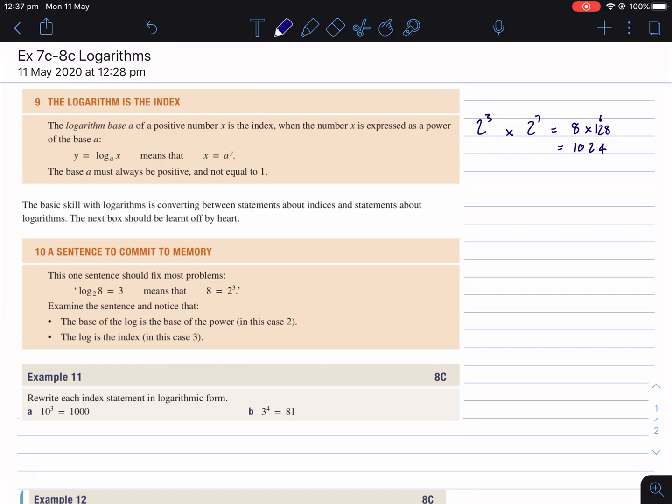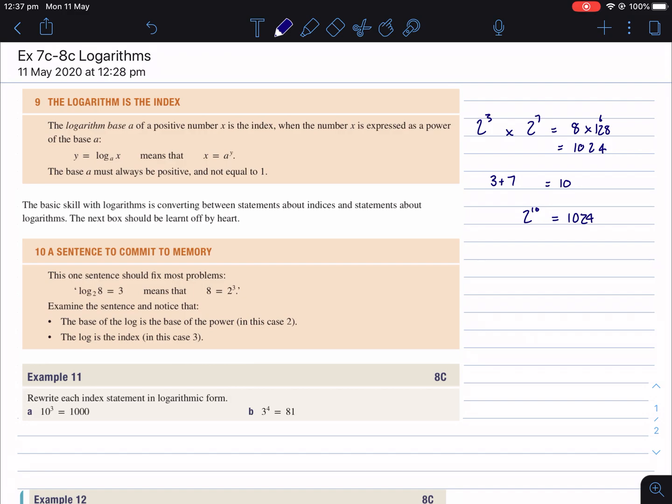Instead, they were like, well, what's 3 plus 7? Well, that's 10. And what's 2 to the 10? 1,024. And they established a way to multiply large numbers using addition instead. And they did this using this thing called logarithms. And they had massive tables of logarithms, but you're going to do all your logarithms, bar the basic stuff, on your calculator.